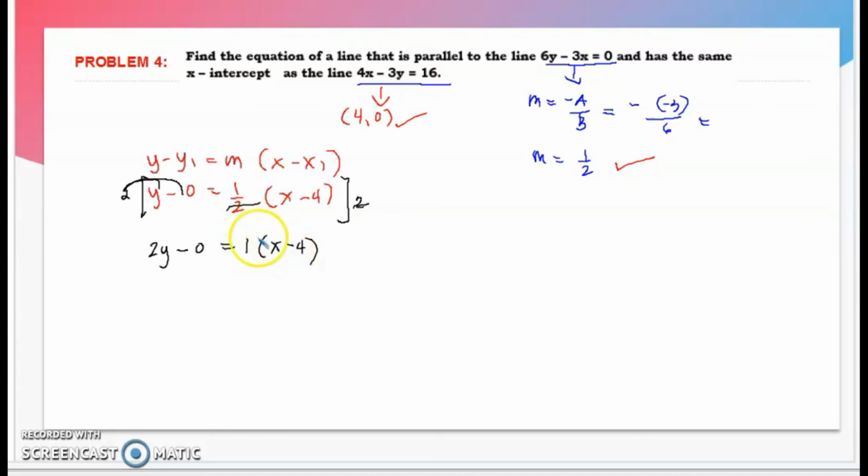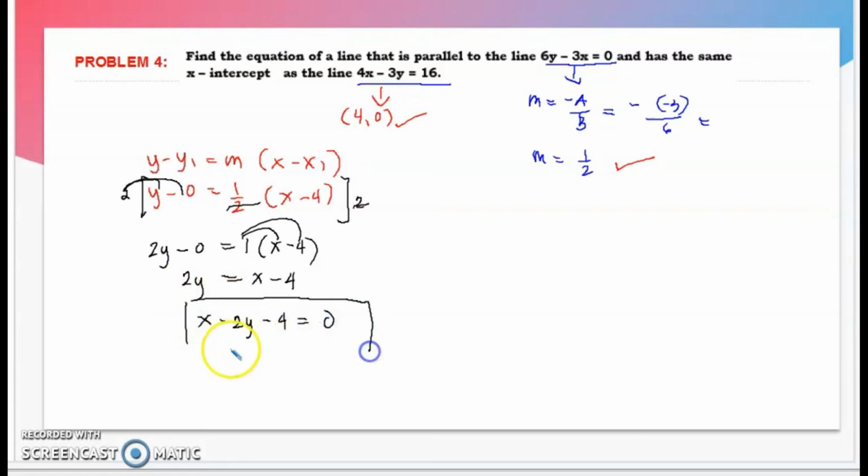So, use the distributive property in here. So, 1 times x equal to x. 1 times negative 4 is equal to negative 4 equals 2y. So, in general form, so x, and then add negative 2y on both sides of the equation to eliminate 2y in here. So, that is x minus 2y minus 4 is equal to 0. So, this is the equation of the unknown line.